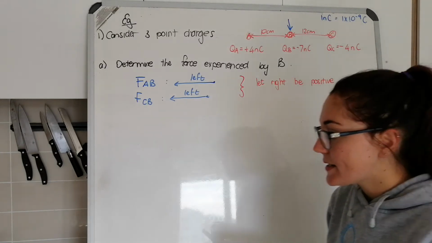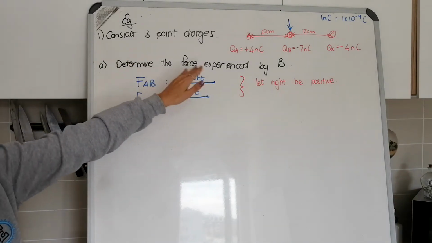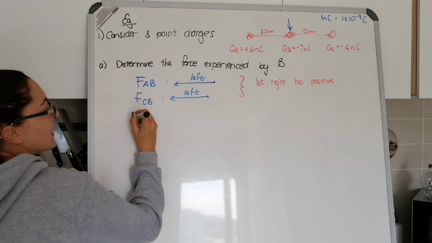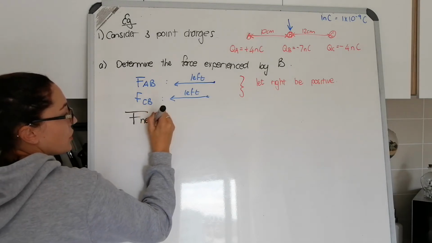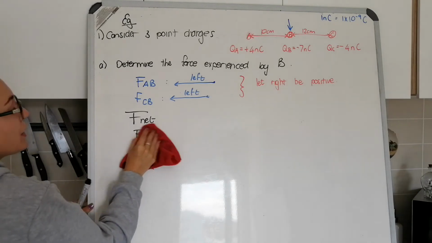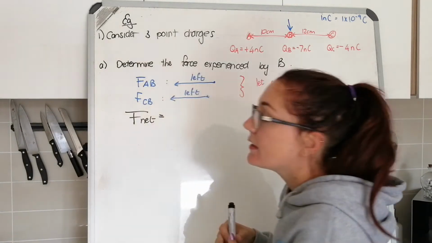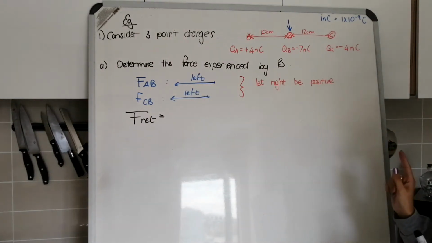Okay, and now we set up our vector addition. So we want the overall force experienced by B. So we can say F net, or you can say F B if you want to, I don't mind, I like F net. So the net force experienced by B is equal to the vector sum of the forces on B.